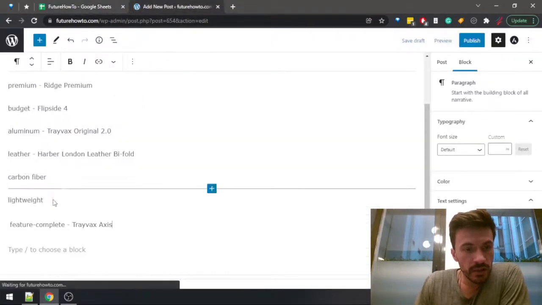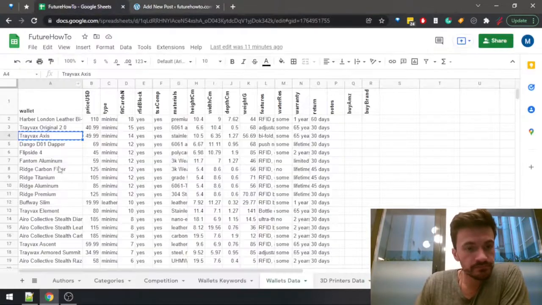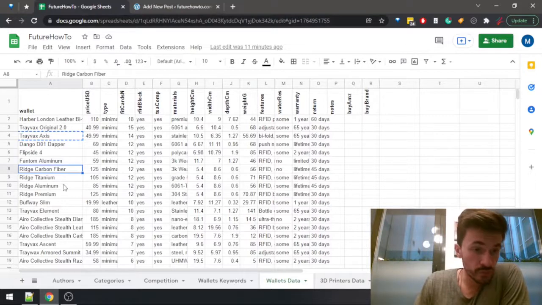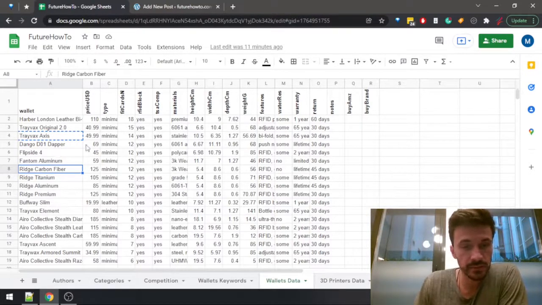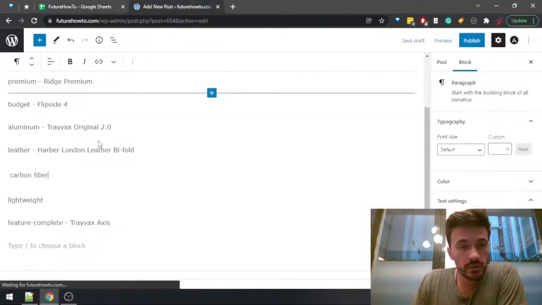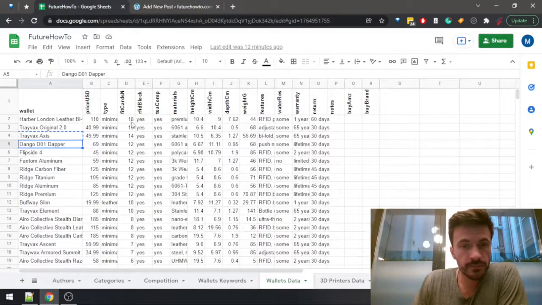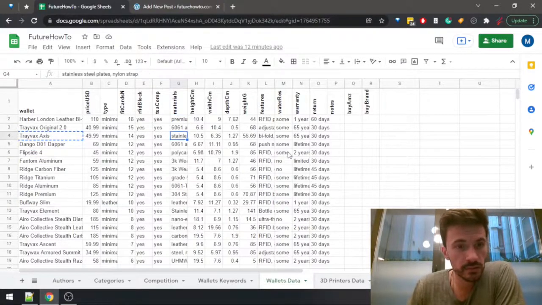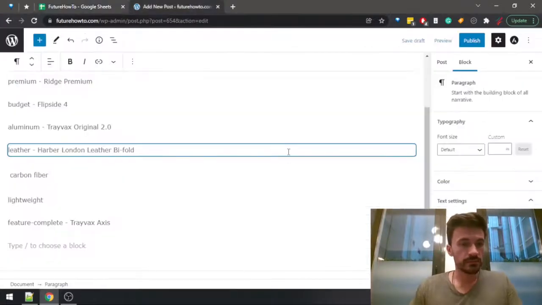So what do we have here? Like carbon fiber. The Ridge is always in the competition because that's honestly one of the best brands in the niche. What do we have for carbon fiber? Leather, steel, aluminum, phantom aluminum. Okay, let's do this one. Carbon fiber.